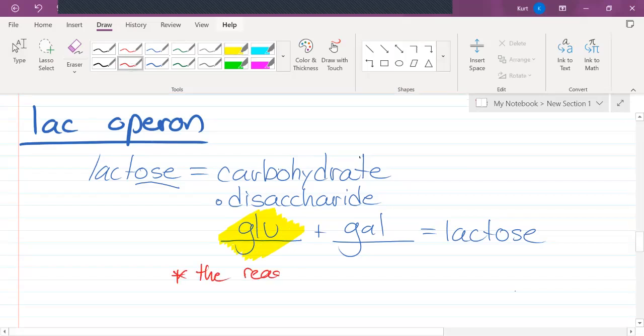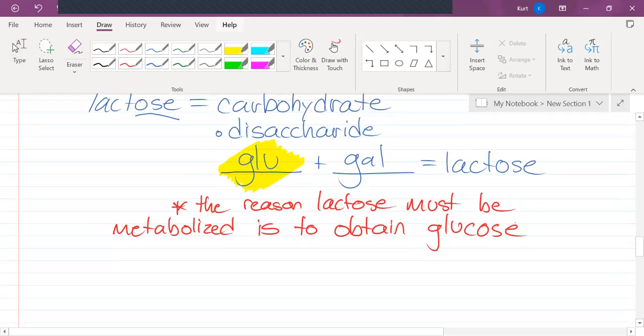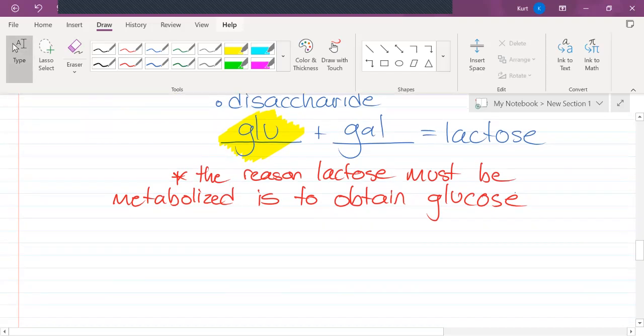The reason lactose must be metabolized is to obtain glucose. That is the purpose. You're not just breaking down lactose just because it's there. You're breaking down lactose to get glucose.